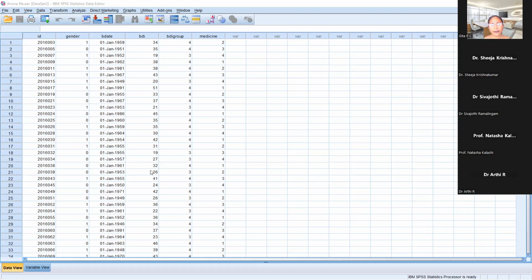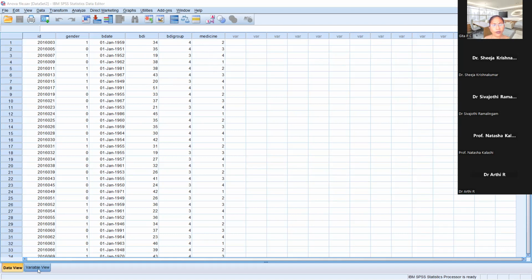See, it's a running number. It's a continuous running number. So it is suitable for a dependent variable. Then you have the BDI group. Then you have the medicine. So in medicine, you have 4 different types of medicines.